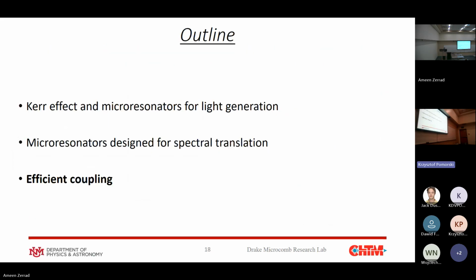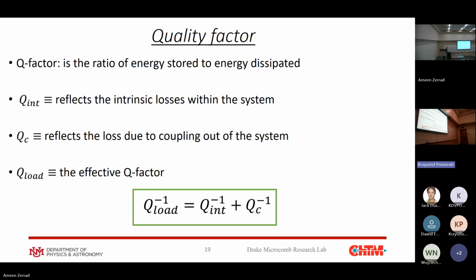So the last part of my talk, and what Chris was interested in, is efficient coupling. I'll go again with some more jargon terms. Quality factor is the ratio of energy stored to the energy dissipated. The intrinsic quality factor reflects the intrinsic losses within the system. You could think of this as the ring resonator without a coupler. And if we wanted to reflect the losses of the system due to coupling, you would just consider the losses of the system with the ring resonator and the coupling. So we define our loaded quality factor, or effective quality factor, which is almost like a capacitance equation or a resistance equation, if you will.